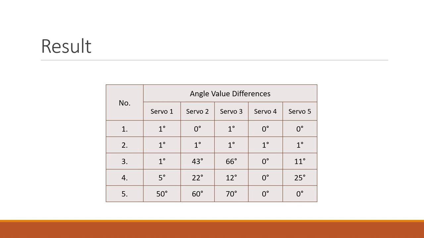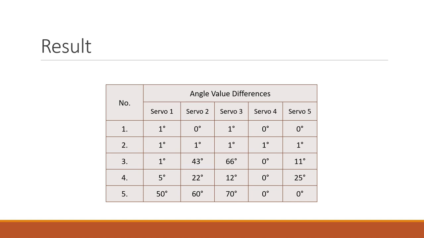We can see at servo 2 and servo 3, servo 2 has a 43 degree and servo 3 has a 66 degree gap. And because of these servos, servo 2 and servo 3, servo 5 also failed to move to the desired position because there is no room anymore to make the servo 5 move.